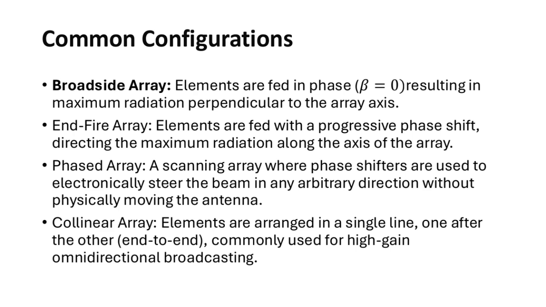The second is end fire array. Here the elements are fed with a progressive phase shift, directing the maximum radiation along the axis of the array. The third is phased array, a scanning array where phase shifters are used to electronically steer the beam in any arbitrary direction without physically moving the antenna. The fourth type is collinear array. Here the elements are arranged in a single line, one after another, commonly used for high gain omnidirectional broadcasting.